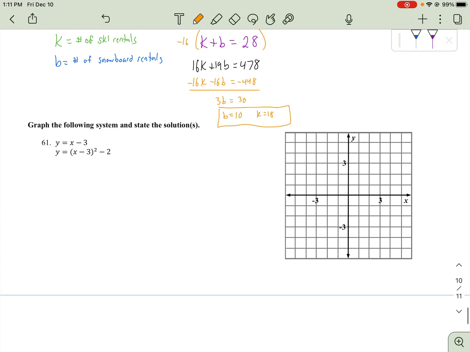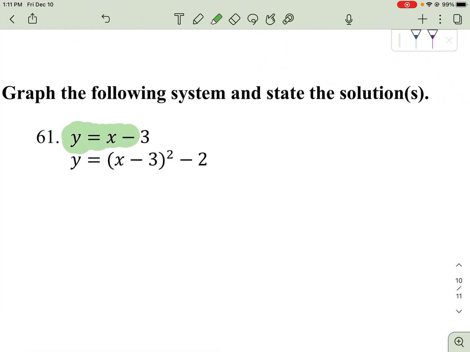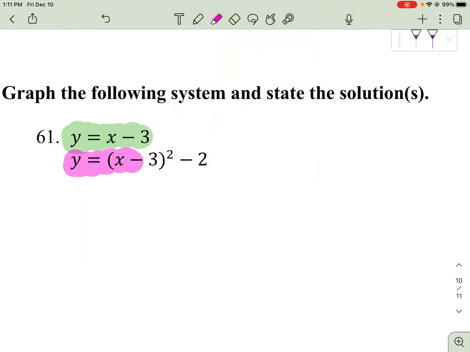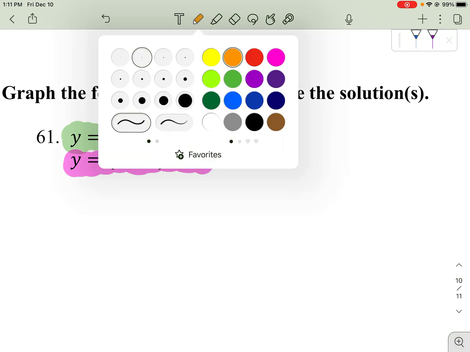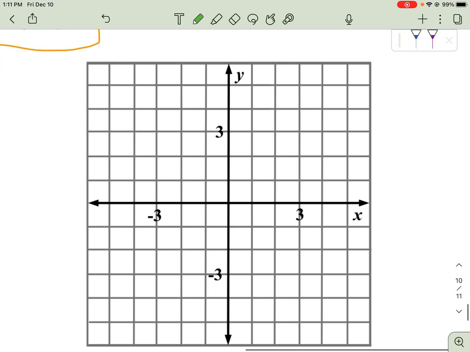All right, final problem here. We're going to solve a system by graphing that's not just lines. So we have a line here and a quadratic here. Okay, so the line has a slope of 1 and a y-intercept of negative 3.